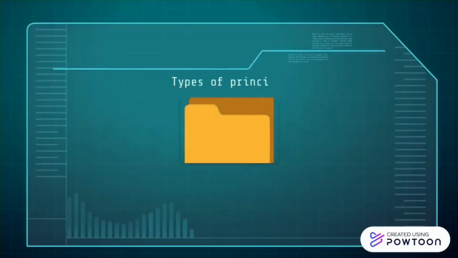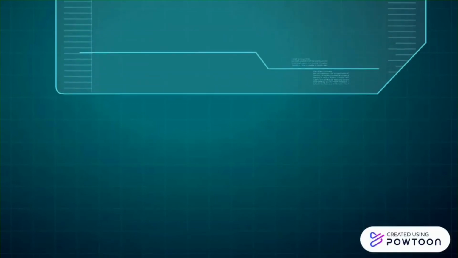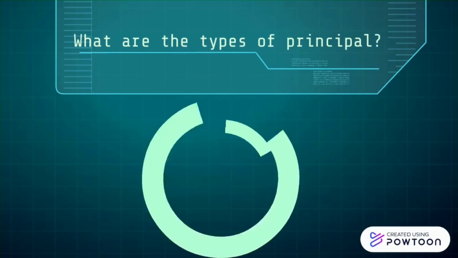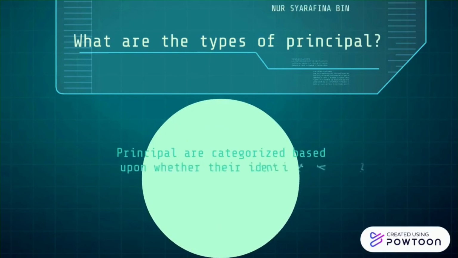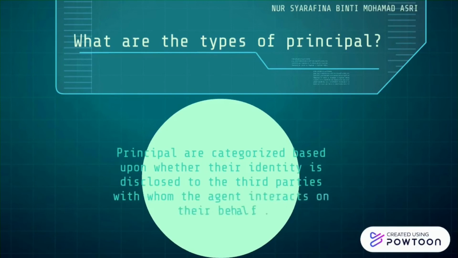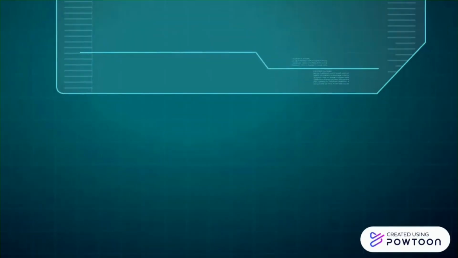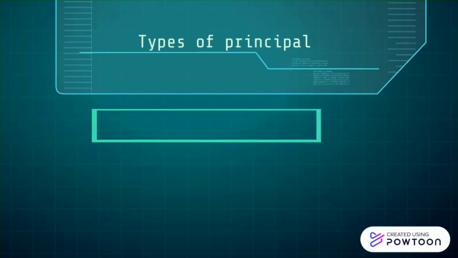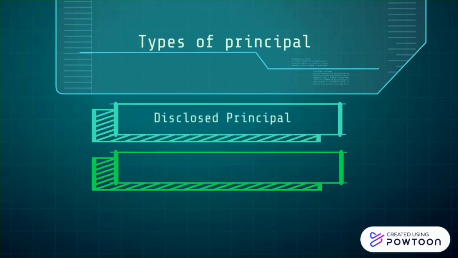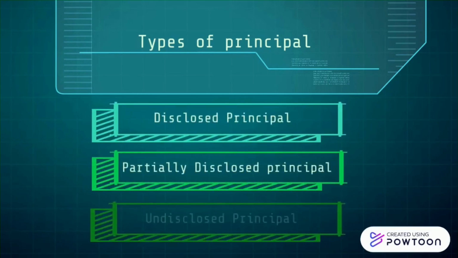Types of principal. What are the types of principal? Principals are categorized based upon whether their identity is disclosed to the third parties with whom the agent interacts on their behalf. The types of principal are disclosed principal, partially disclosed principal, and undisclosed principal, in an agency relationship which is involved in the act on its behalf legally.